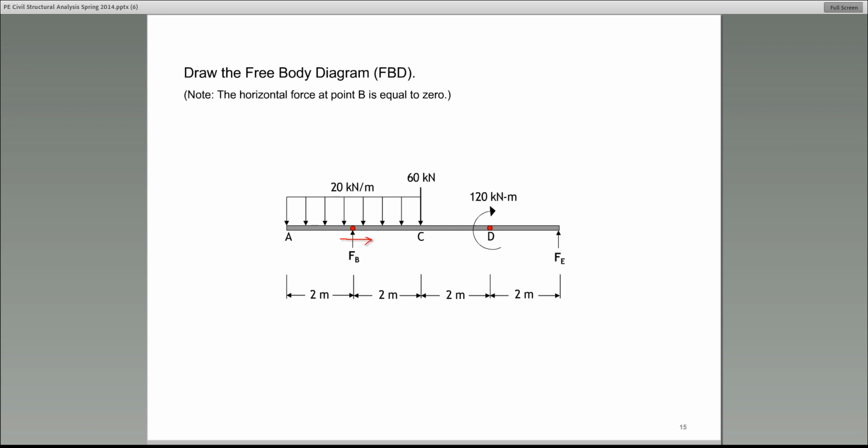I'm not showing it because the horizontal is 0 in this case, because when you look at it, there are no external loads in the horizontal direction. Therefore, even though that horizontal reaction actually acts at the pin, at the point B, it's 0. That's why I didn't show it, all right? At E, however, it was a roller, so it's only a vertical FE.